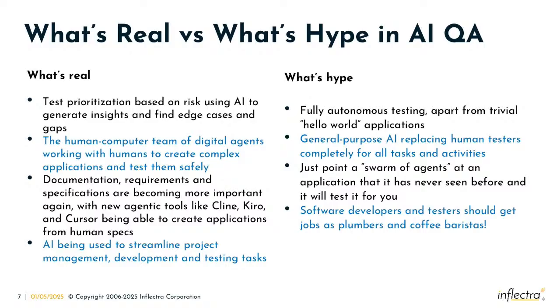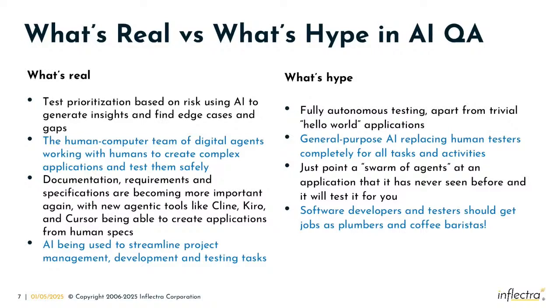I think documentation and requirements are going to become much more important again. If you remember, the Agile Manifesto has often been misquoted as saying that we don't need documentation, we need code. Working code over documentation is in the Agile Manifesto. I think it's all going to change completely backwards. Code doesn't matter anymore. We don't care about the code. We need the documentation, we need the requirements, we need the specs.